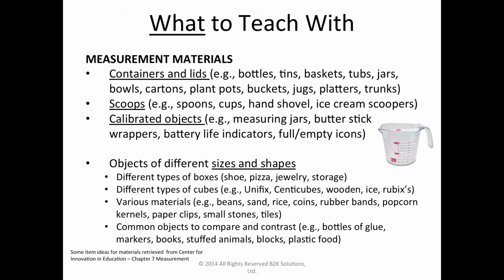A really interesting thing to think about is measurement materials. This is another broad category that we may not have thought about before, but the idea is we're looking at materials and trying to figure out what makes them common, what makes them kind of go together. So for example, we might think of containers and lids. What are all the different kinds of things that are containers and lids? We can have bottles and tins and baskets and jars and plant pots and jugs and trunks.